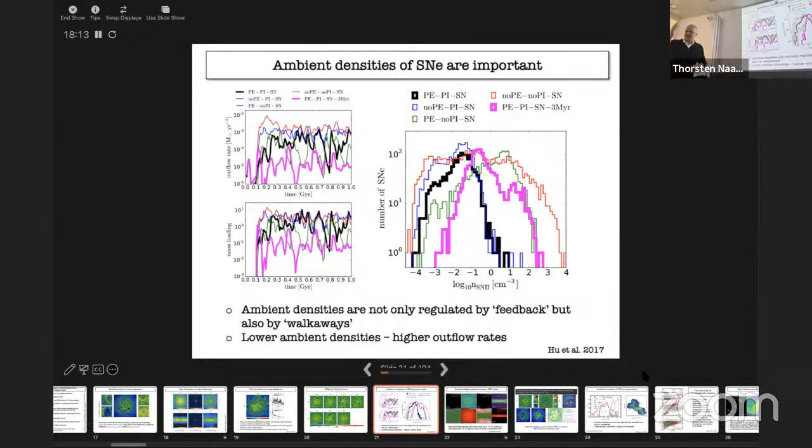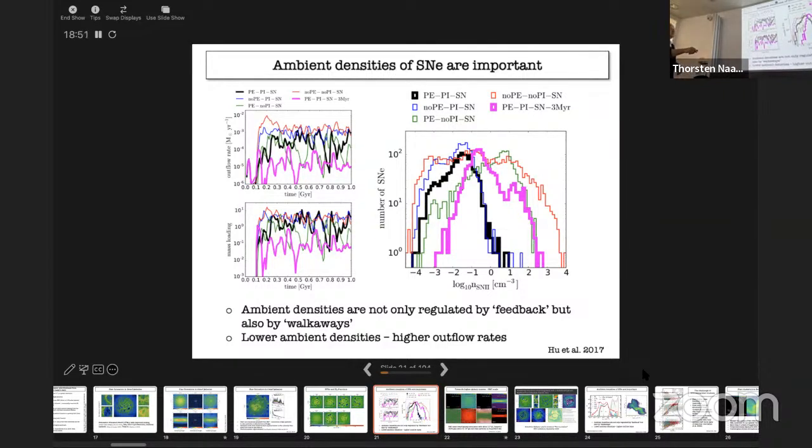This is where we force every star to explode after 3 million years. So every star cluster has less time to evolve, less ionization, and the stars have less time to move out of their birthplaces. These two effects result in higher ambient densities at the explosion time, okay? And if you look at the outflow rate here, this results in lower outflow rates by an order of magnitude.